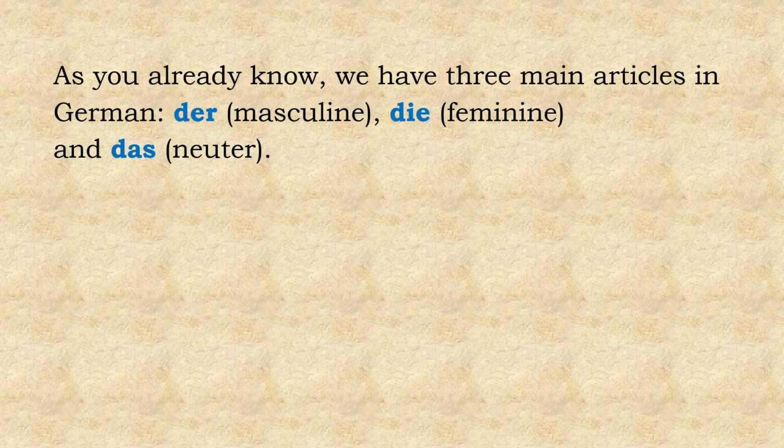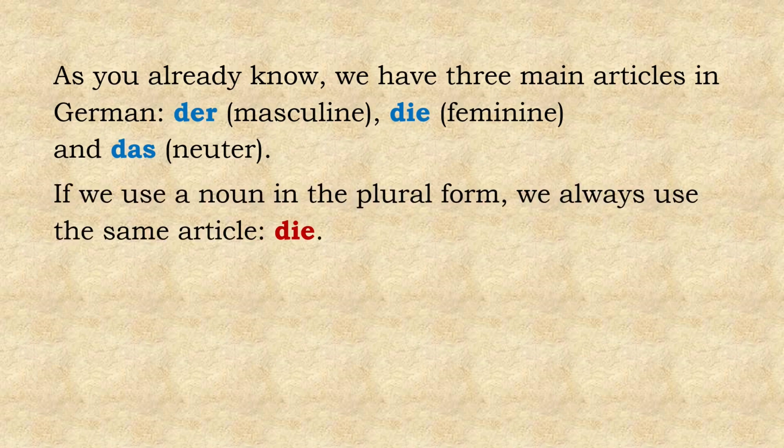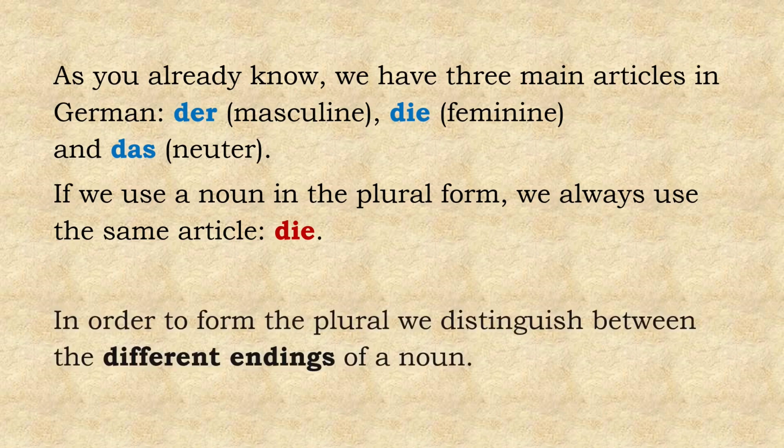As you already know, we have three main articles in German: der, die, and das. If we use a noun in the plural form, we always use the same article, die. In order to form the plural, we distinguish between the different endings of a noun. Let us see it.